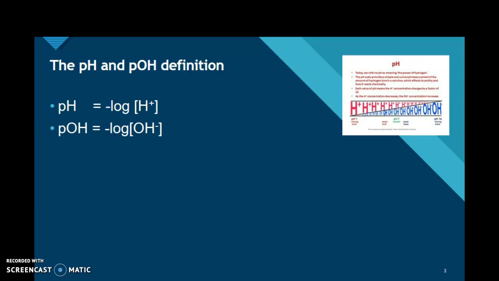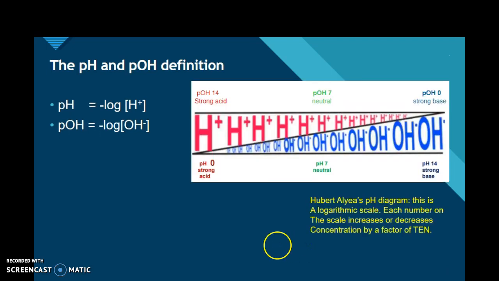You may recall that logarithms are just exponents. So we're looking for the exponent on 10 and the negative value of it. This is a diagram that we frequently use, and I strongly recommend. I learned it from Hubert Alyea way back in the 1970s. This is his pH diagram.